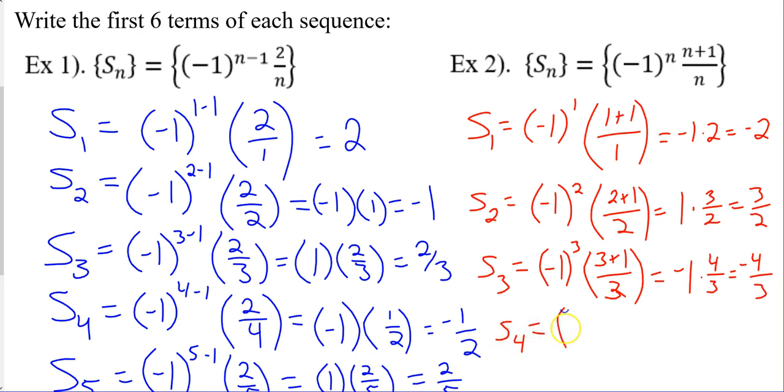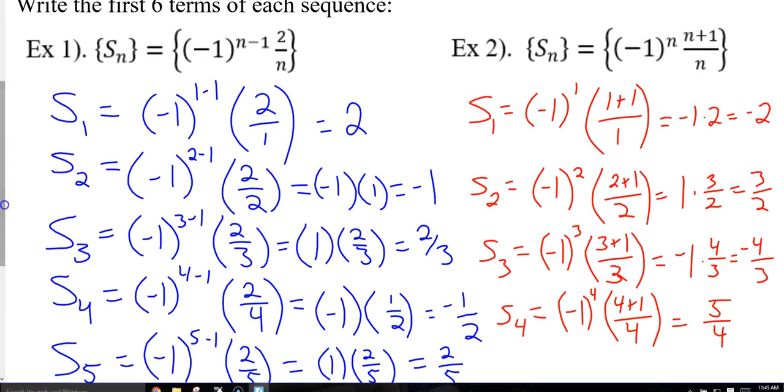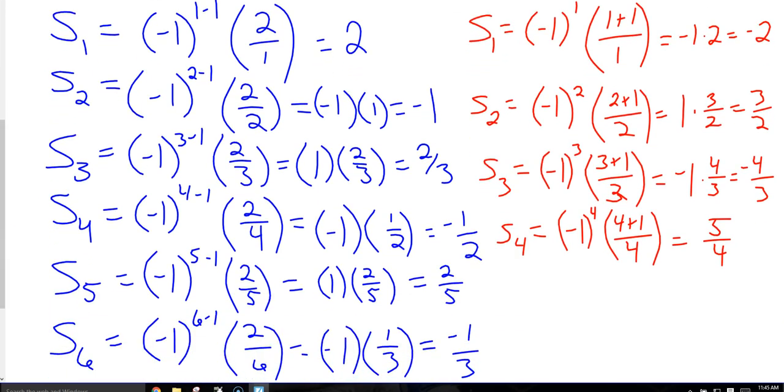The fourth term. And by now we should see the pattern. We started out with -2, and then we did positive 3/2, negative 4/3, positive 5/4. So we can see here that the fifth term is going to be negative 6/5, and our s sub 6 will be positive 7/6.